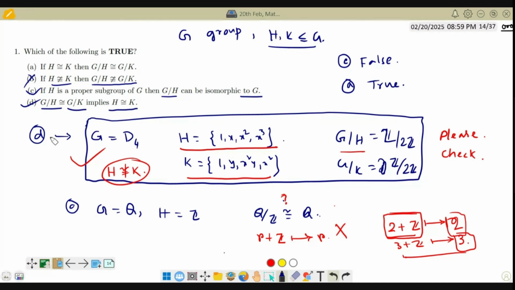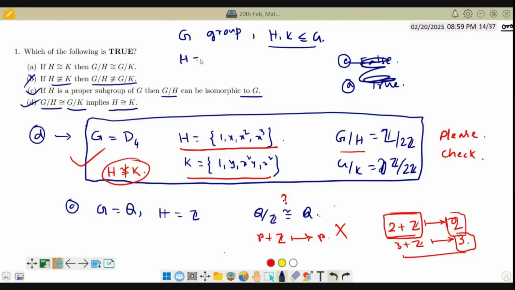We can give the isomorphism from G by H to G by K. Sorry, I'll just repeat once again. H is 2Z and K is 3Z. Then, nice, H and K are isomorphic. Good. If we take G equal to Z, that will work.